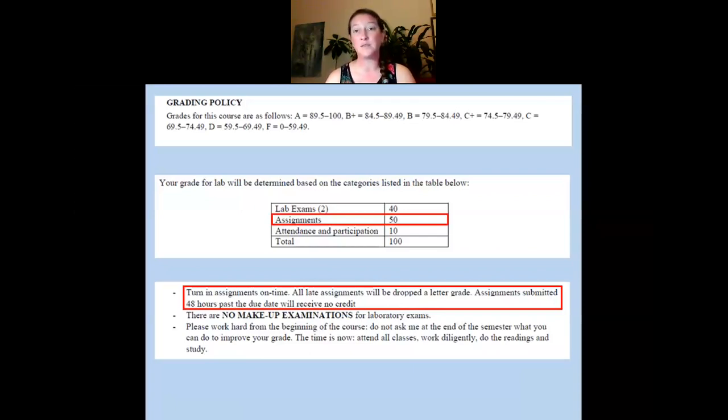It's also because of the nature of this course. Things move very, very quickly, so we have to be on the ball. Okay. There are no makeup exams for the lab, but again, it's going to be in a block format, so that shouldn't be any problem, I don't think.